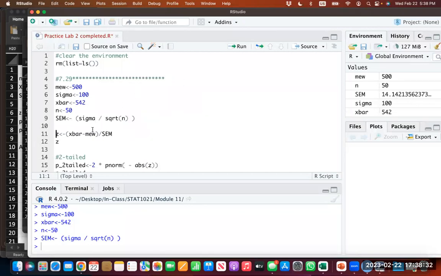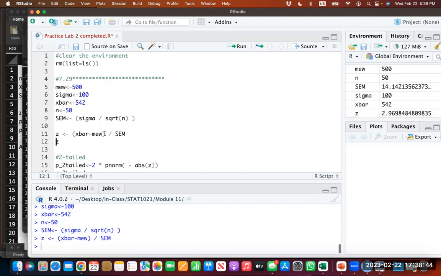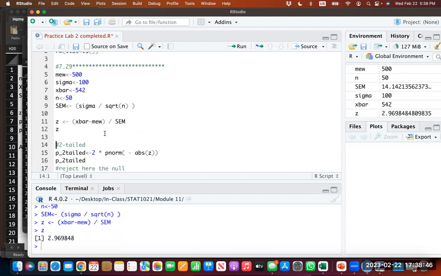If I want to calculate now my set, I basically calculate x bar minus mu, as we know, it's 542 minus 500, divided by the standard error of the mean. So our set is here 2.97. If I'm calculating now a p-value in a two-sided distribution, this is a little bit more complicated.